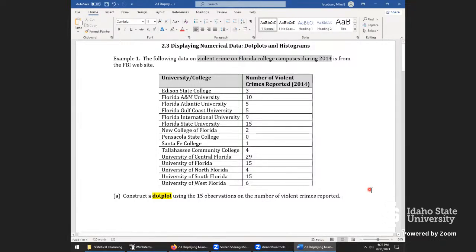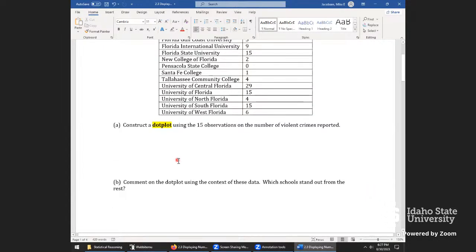Okay, well, now that we've done part A, I'll just leave that blank and I'll fill it in later. Let's now go to part B. It says, comment on the dot plot and use the context of these data. Let me highlight that in yellow.